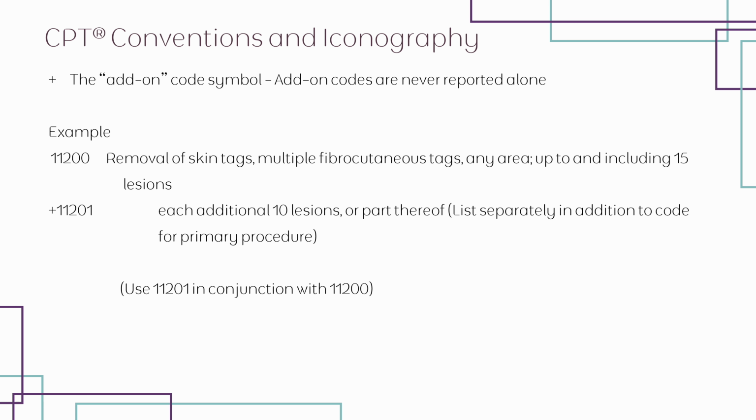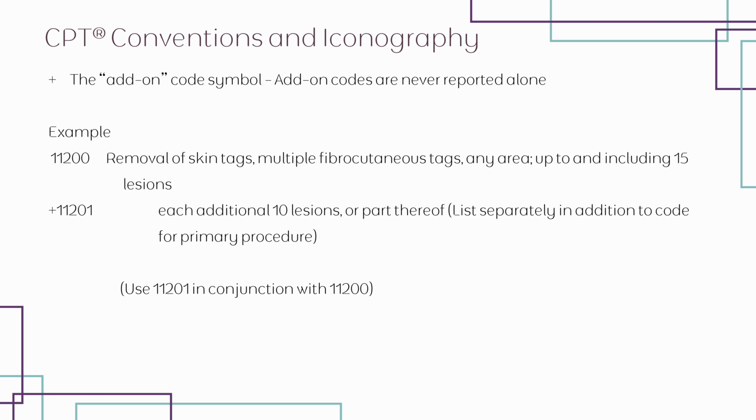The plus sign, placed directly before the code number, alerts you that the code is an add-on code, and it requires a companion code to be properly reported. For example, if you locate 11201 in your CPT codebook, you'll see the plus sign displayed in front of the code number, and this immediately tells you that 11201 is an add-on code.